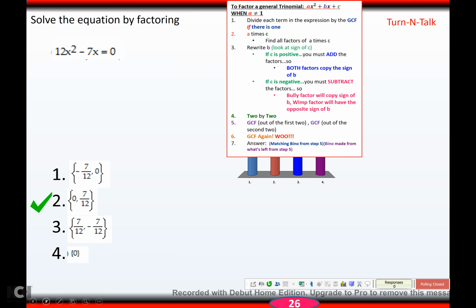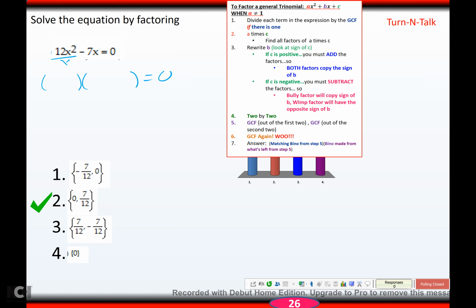And you should get 0 and 7/12. If you did not, let's look at why. I don't have to do the 8 times seesaw because this is not a general trinomial. When there's only two terms, either just GCF times what's left, or you can do difference of squares or cubes if they're perfect squares or cubes. But this one is just GCF times what's left.